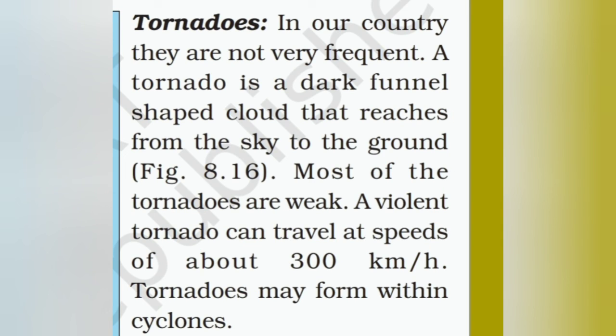Tornadoes. In our country, they are not very frequent. A tornado is a dark funnel shaped cloud that reaches from the sky to the ground. Most of the tornadoes are weak. A violent tornado can travel at speeds of about 300 km per hour. Tornadoes may form within cyclones.